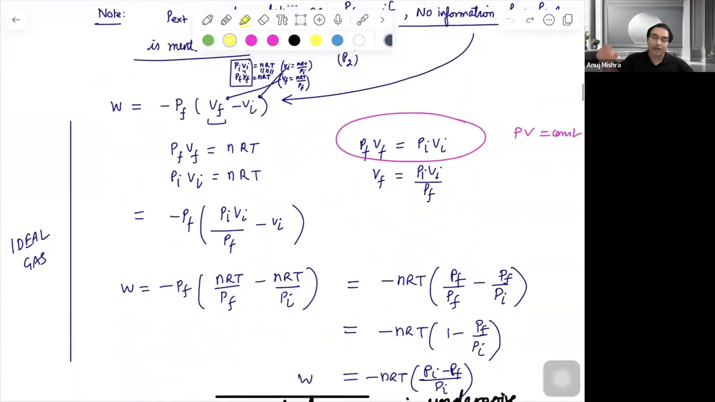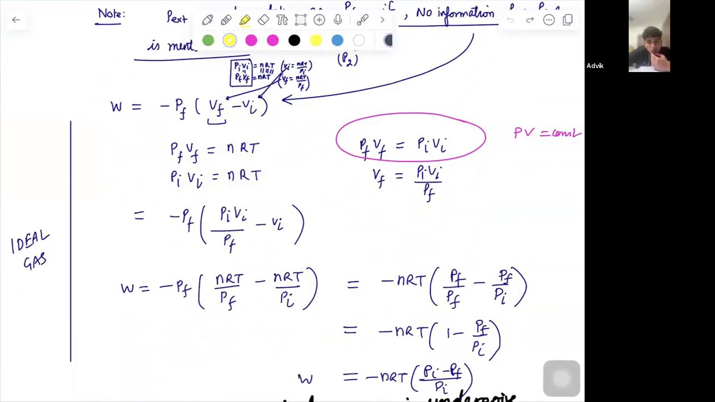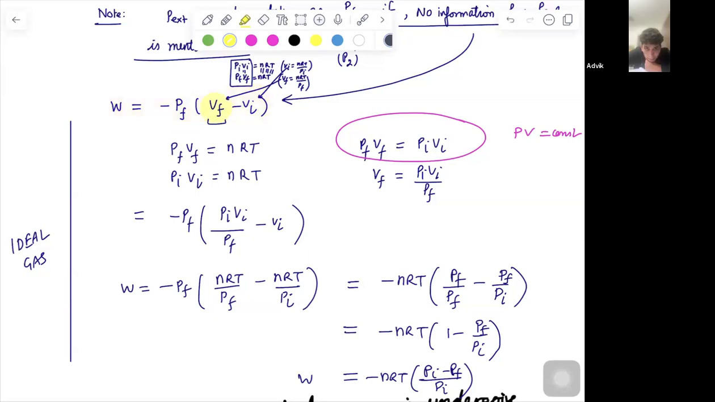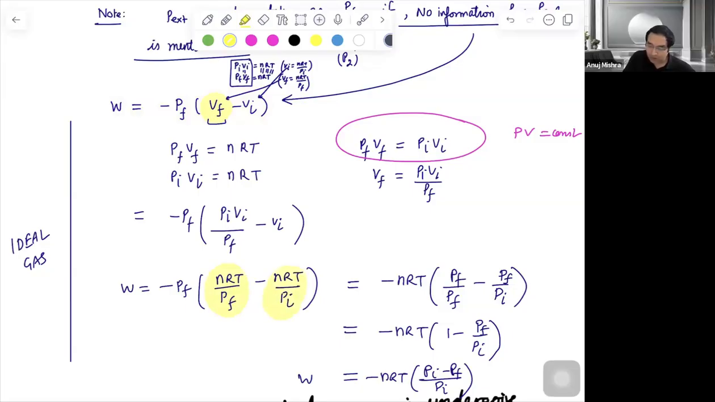So all these formulae you can derive. Is it okay? Check. I'm using PF, PV is nRT and putting the value of VF in terms of nRT upon P. Can you do that? Advik, is it clear? So can you repeat it once more, this whole thing? So this is clear? Yeah. Okay. What is V? nRT by P. So I'm writing nRT by P. Then next nRT by P. So this is my formula.